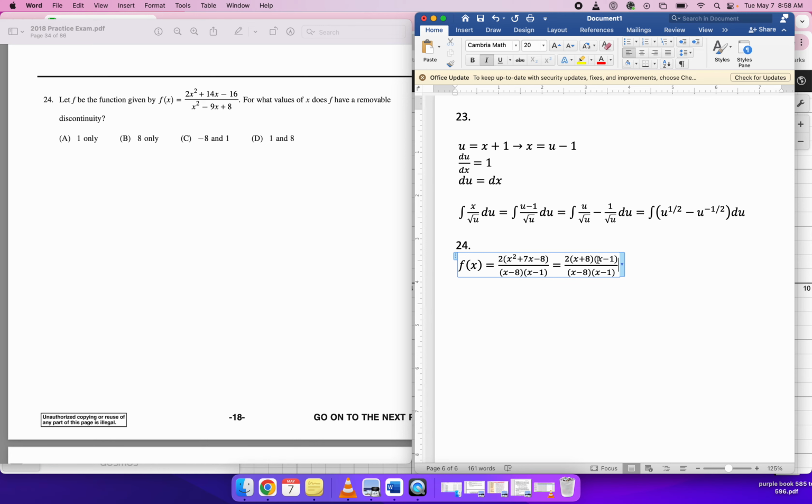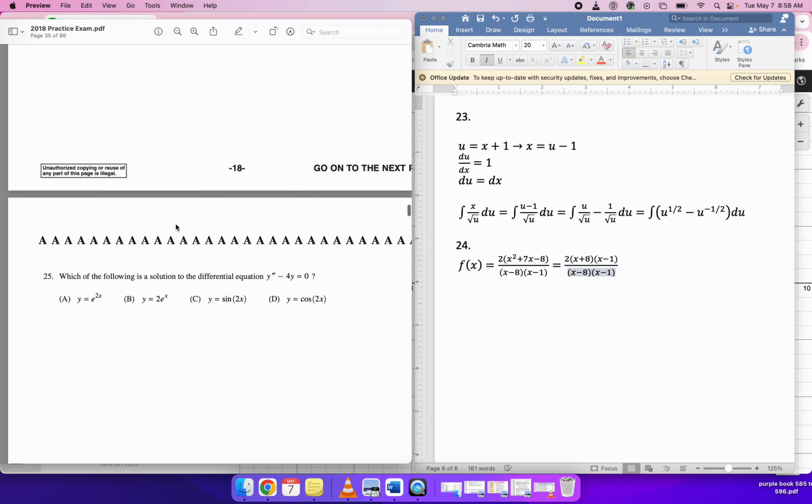But after simplification, after cancellation, this factor disappears, the x minus 1 disappears. And that is telling you that x equals 1 is a removable discontinuity. However, the discontinuity at 8 doesn't go away even after cancellation. You have a vertical asymptote there. So, yeah, you have a removable discontinuity just at 1.